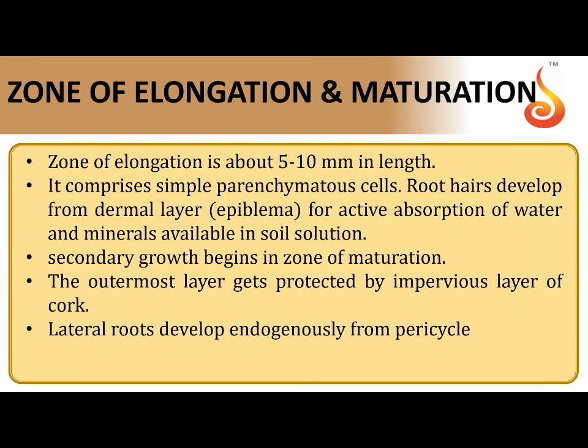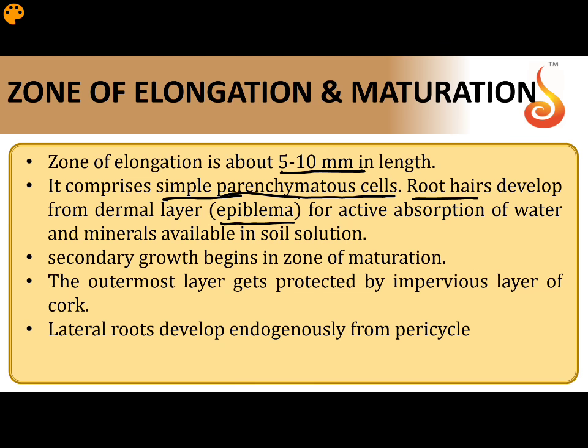Now, we are moving on to the next part, the zone of elongation. The zone of elongation is right above the zone of meristematic activity. It is approximately 5 to 10 millimeters in length. It comprises parenchymatous cells. Why? It is important that parenchymatous cells are permanent, but a very simple form of cells. So, it helps in the formation of root hair from the epiblema.